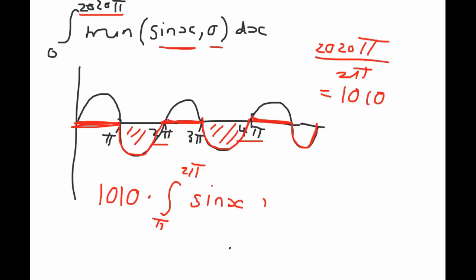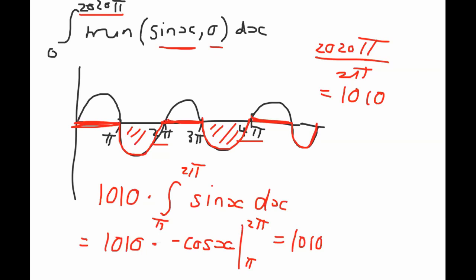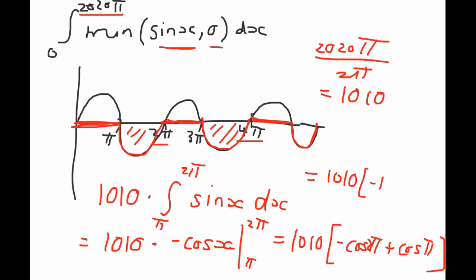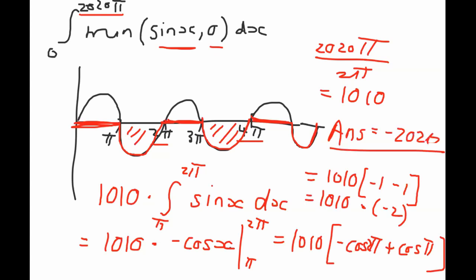sine of x dx. Okay, now we know the derivative of cos is minus sine, so the derivative of minus cos is sine, the integral of sine is minus cos. So this is going to be minus cos of x evaluated at pi and 2 pi. So our final answer is going to be 1,010 times minus cos of pi, minus minus, which is a plus, minus cos of 2 pi, minus minus, which is a plus, cos of pi. Cos of 2 pi is just cos of 0, which is 1. So that part's going to be -1. And cos of pi is -1. So our final answer is going to be 1010 times -2. So the answer is -2020. And that's our final answer for this problem.